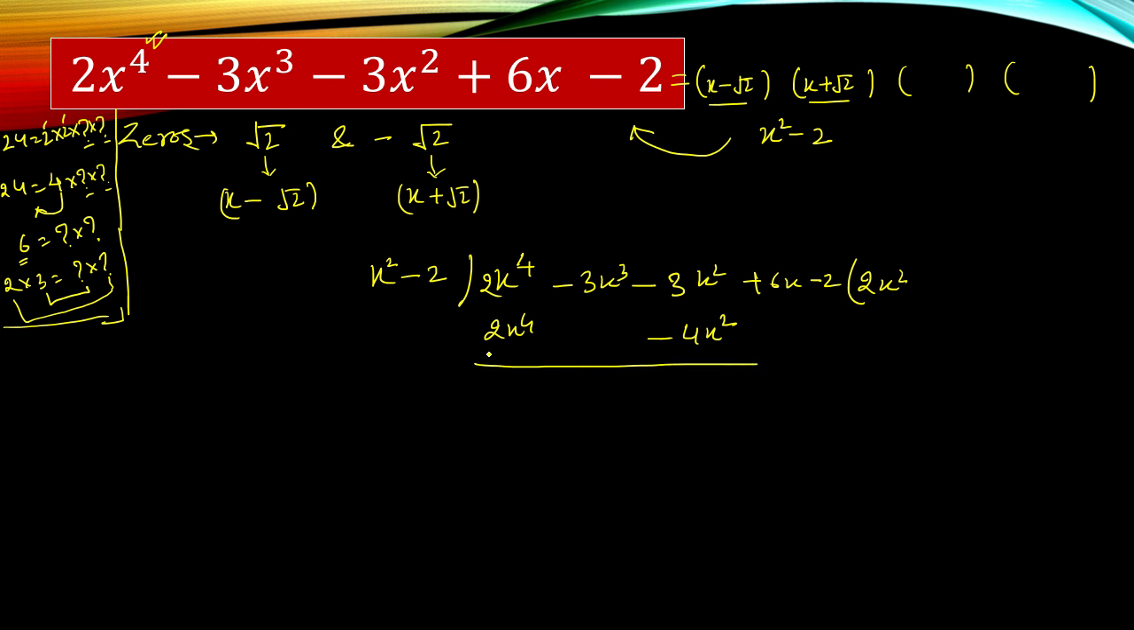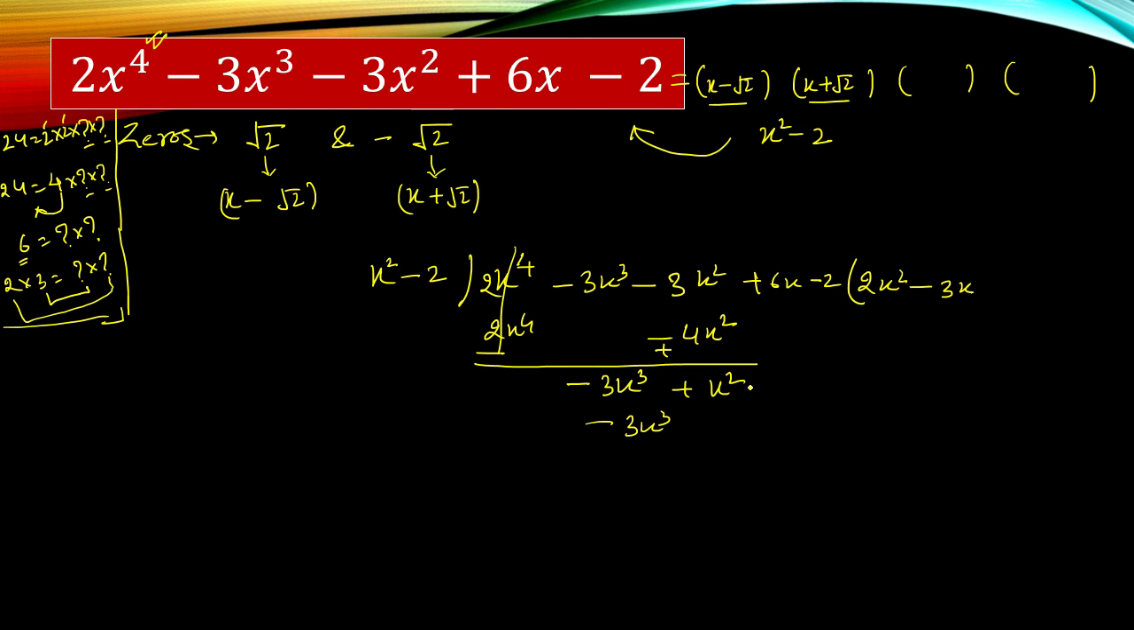Now we subtract; this is negative, this should be positive, so automatically it cancels. Now we get minus 3x cube as it is, and the subtraction of this one gives plus x square. So our next task is minus 3x cube. Which term should be multiplied here to get minus 3x cube? We multiply by minus 3x: minus 3x into x square is minus 3x cube, and minus 3x into minus 2 is plus 6x.